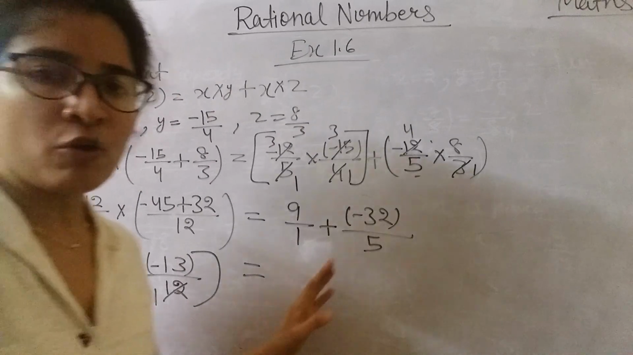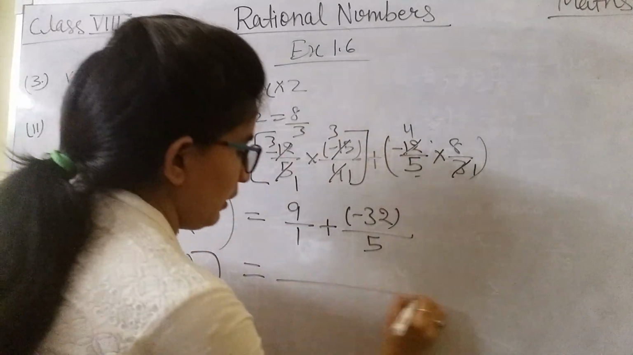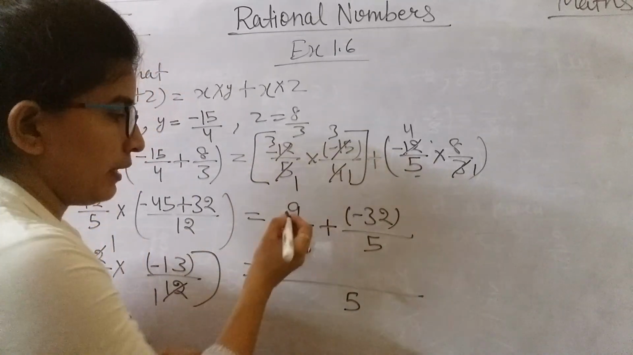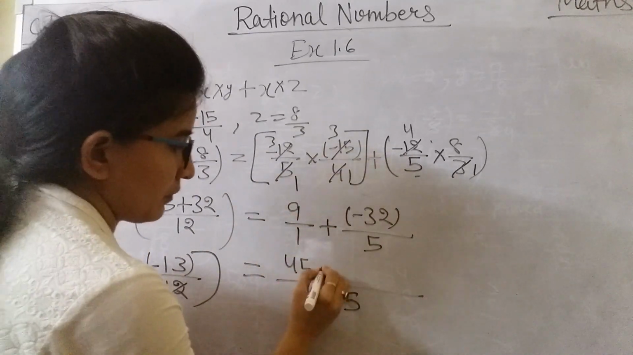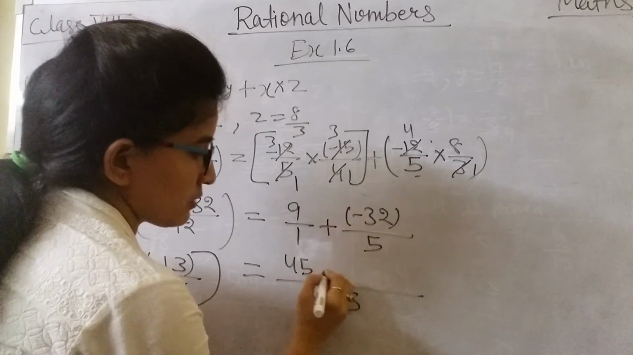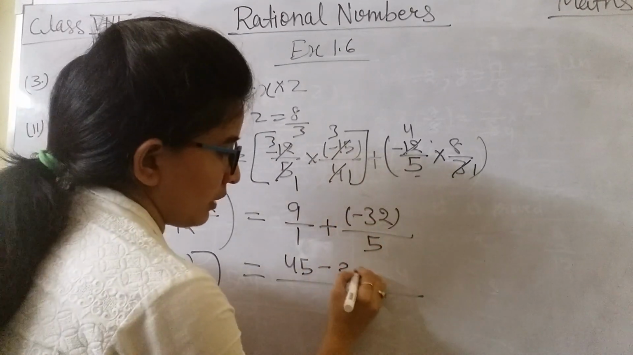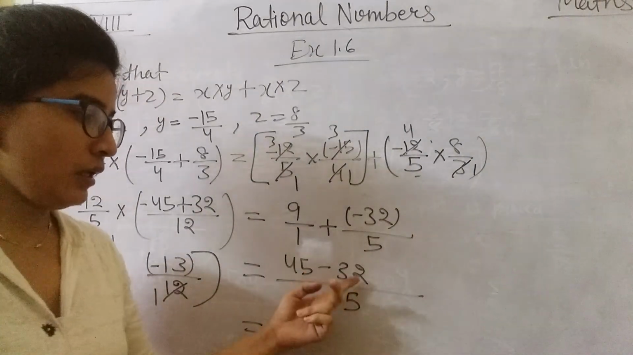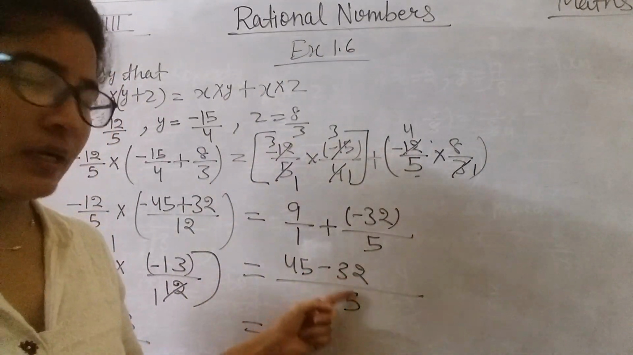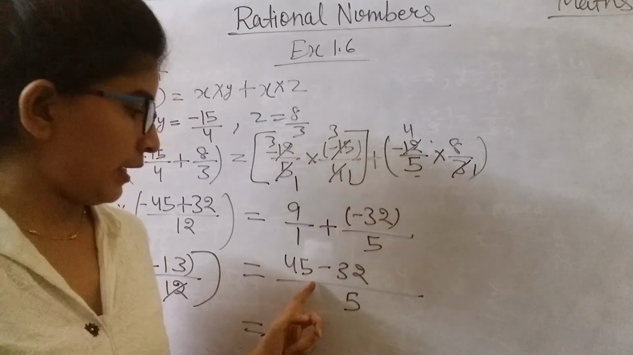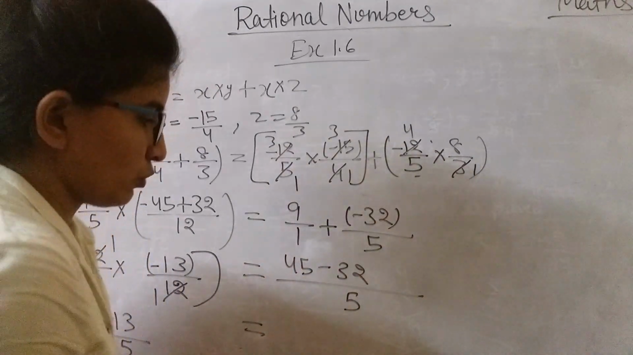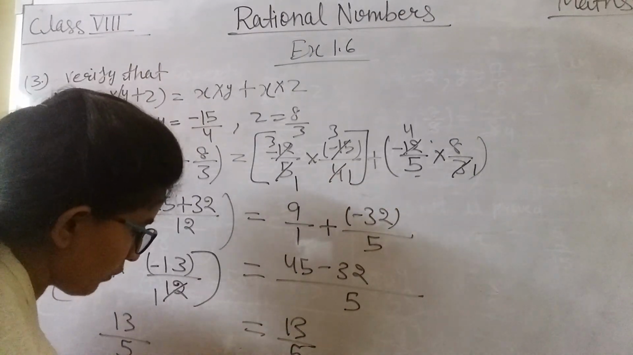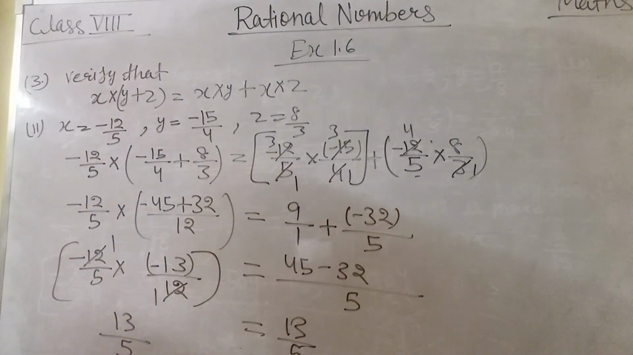Now we will take LCM of 5 and 1, that would be 5, and 1 into 5, and 9 5s are 45. Minus plus minus would be minus, and we have 32. So here we see that 32 and 8 is 40, and 8 and 5 is 13. So we have 13 upon 5, which is equal to the right hand side.